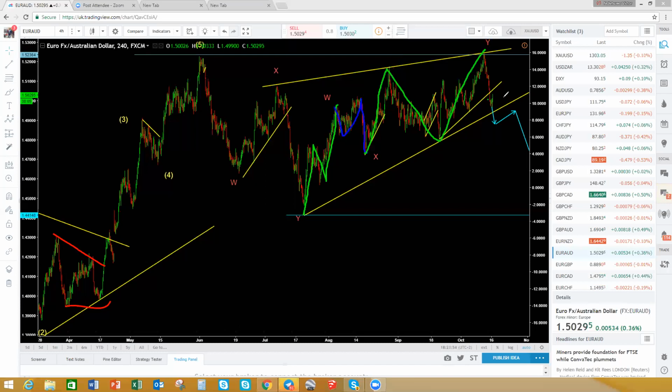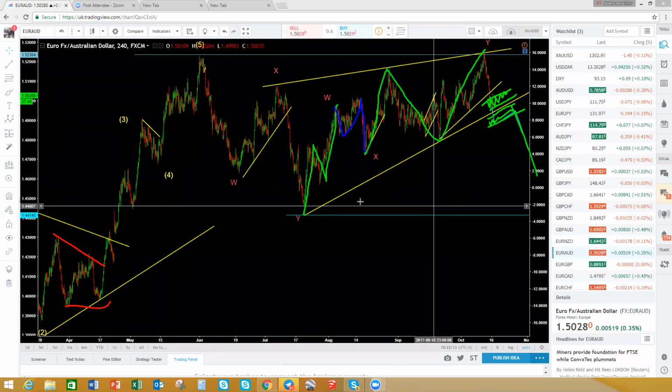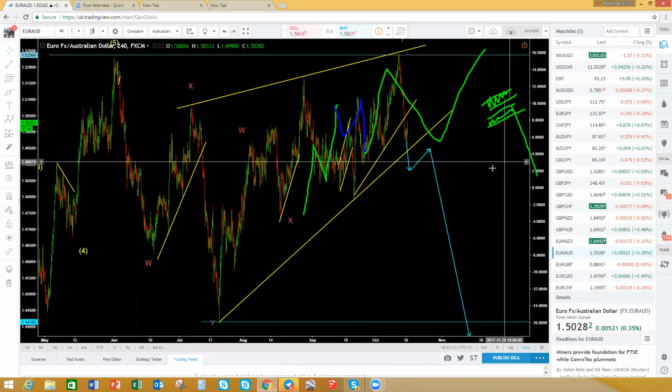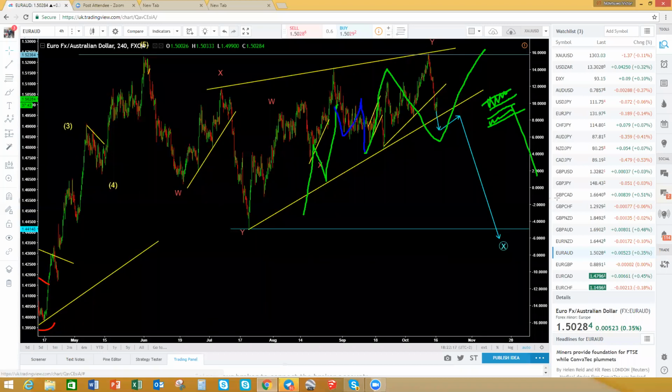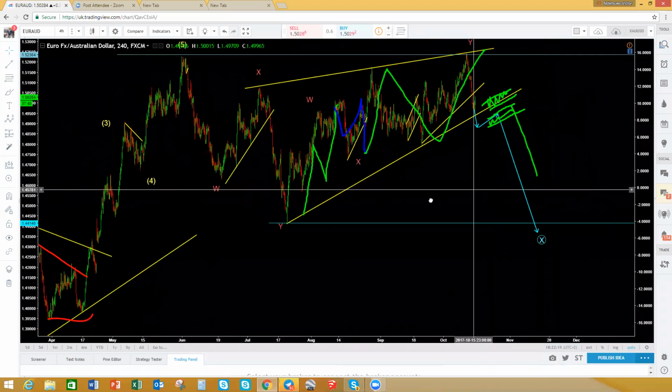So here, what you're getting is a correction to show that this is possibly the end of this correction. So when you get this flag here, it doesn't matter whether you get it here or on the line or just outside. Either way, when that flag completes, you're buying it, targeting this line. And why are you targeting this line? Let's see the reason why we're targeting that line.